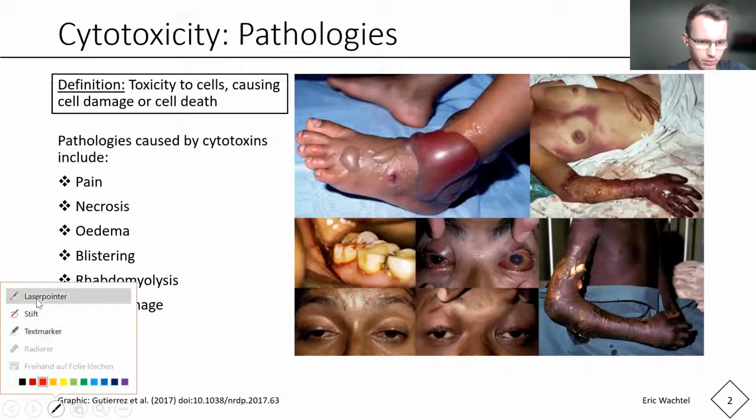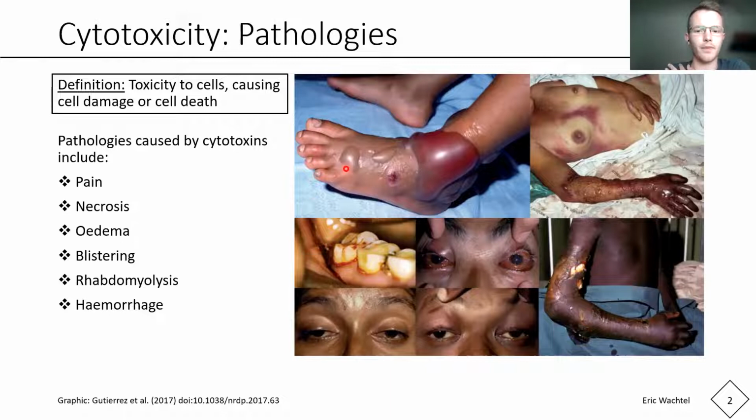Just quickly, there's a pointer. For example, this one is a bite by Bothrops areata in Brazil, where we can see this very prominent blistering. Here is a bite from Calloselasma rhodostoma, I think from Thailand. And we can see some necrosis, blistering as well, and also some hematoma under the skin here. And this here, we see gum bleeding after the bite from Echis ocellatus in Western Africa.